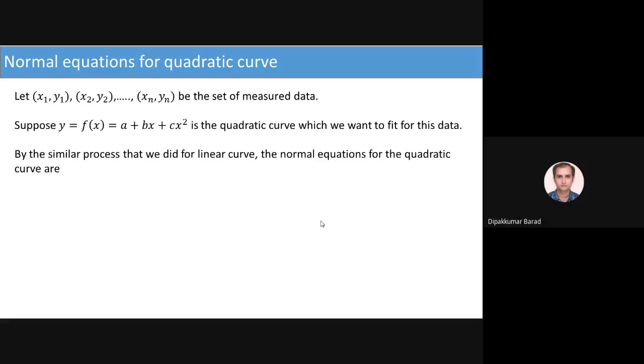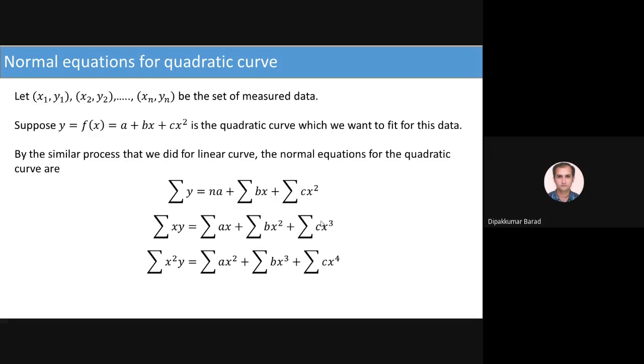After applying a similar process as we did earlier, I get this normal equation: summation y is equal to n a and so on. So here you get three linear equations with three parameters a, b and c. You know how to solve these three linear equations for three variables. You have already learned the Gauss elimination method and the Gauss Jordan method, and by finding the inverse of a matrix you can find x equal to a inverse into b.